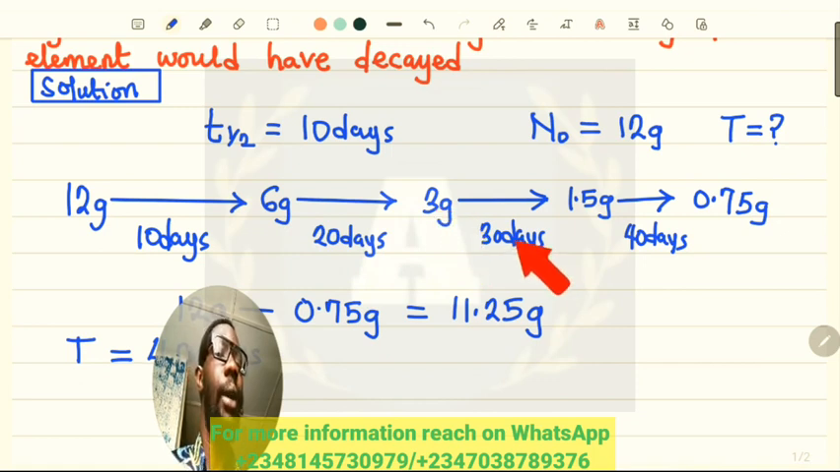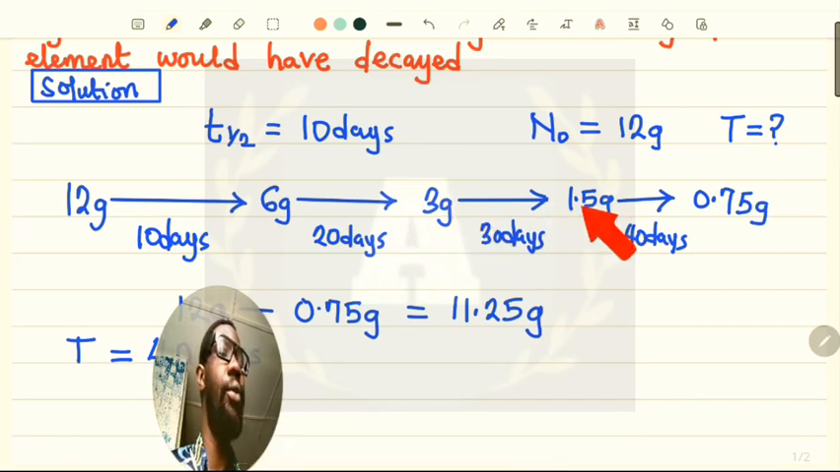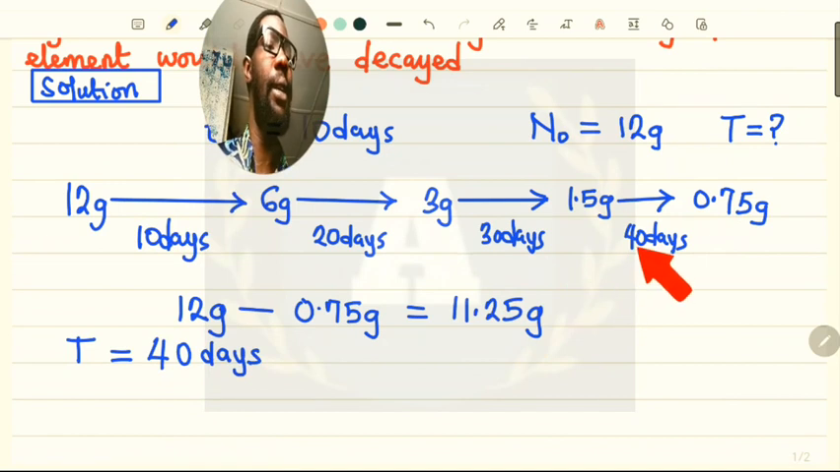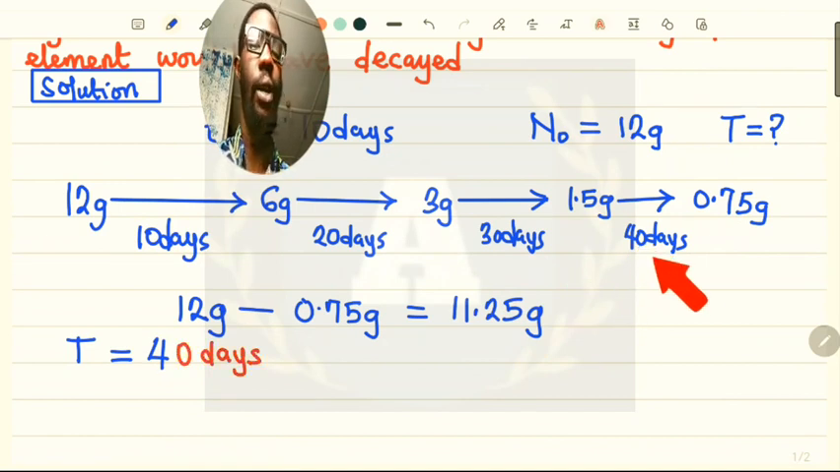After 30 days, this 3 gram reduces to half its value, which is 1.5 gram. After 40 days, 1.5 gram reduces to 0.75 gram. So the mass remaining is 0.75 gram, which means 11.25 gram has decayed in 40 days. So that is the answer to that question.